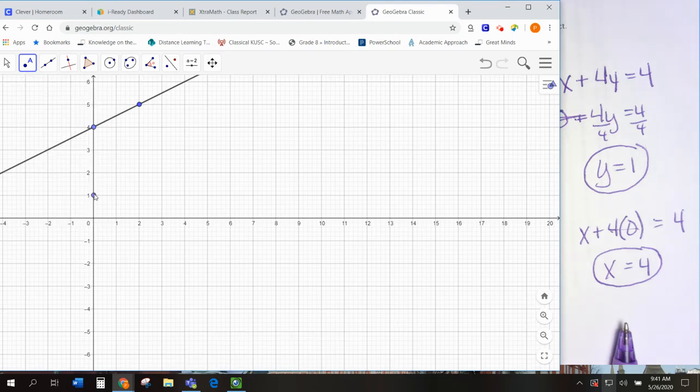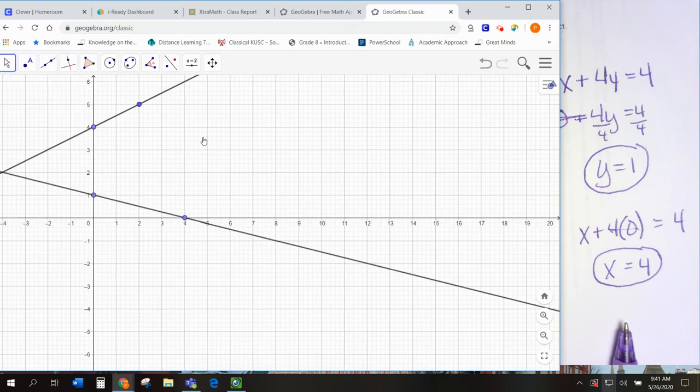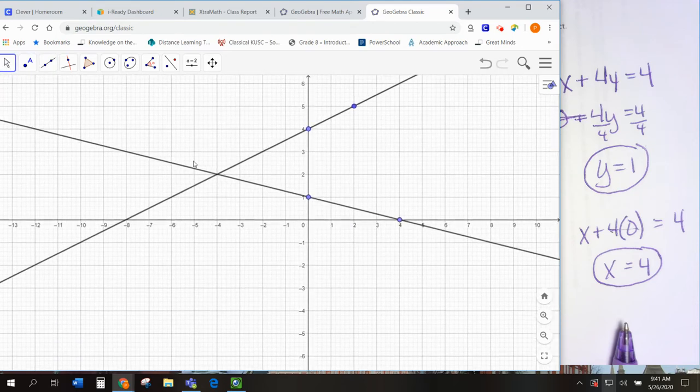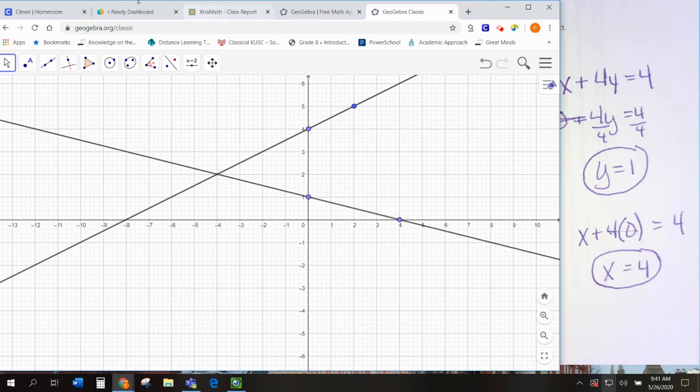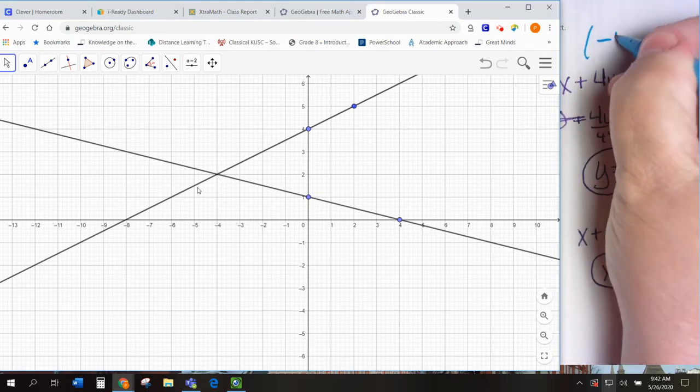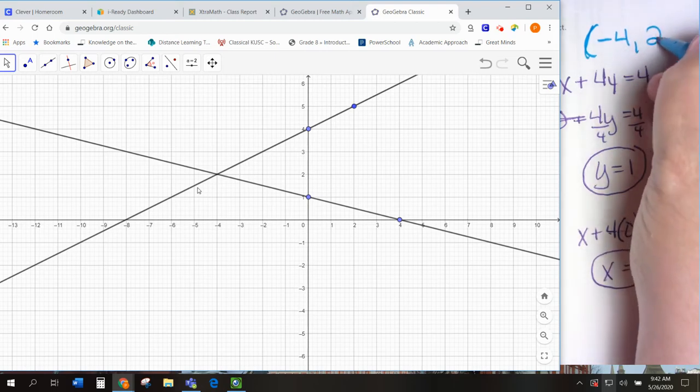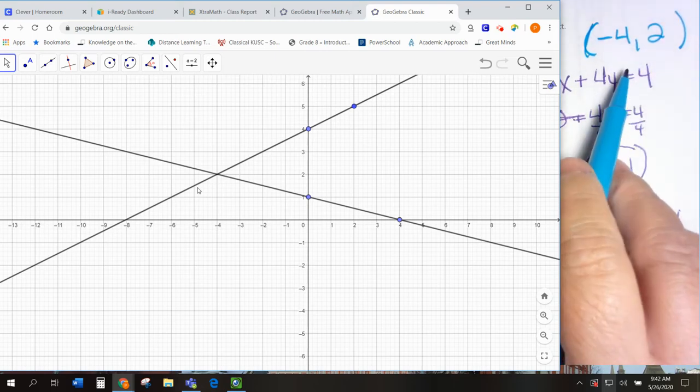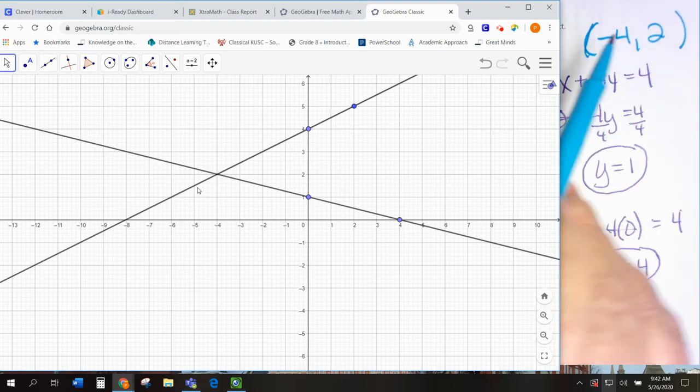And then for our other one, we have y is going to be 1 and x is going to be 4. We're going to put our line here. Now we're going to move this and see where this intersects. And if you notice, this intersects at -4, 2. So we're going to say that -4, 2 is our answer, because that's where these lines intersect.